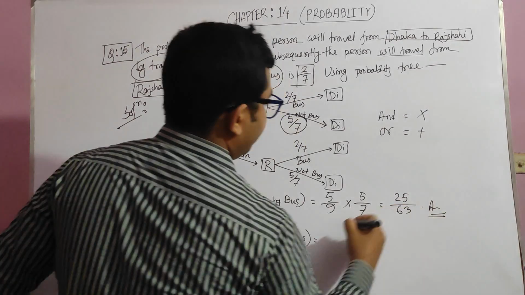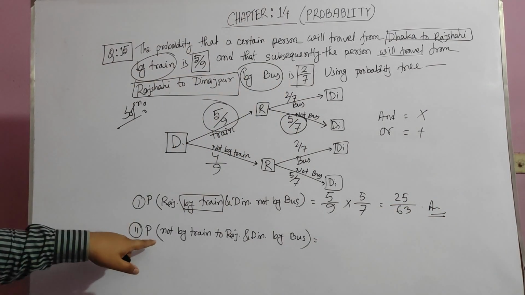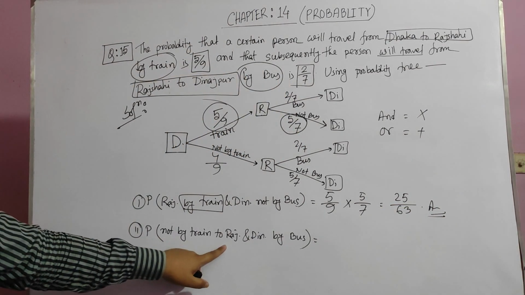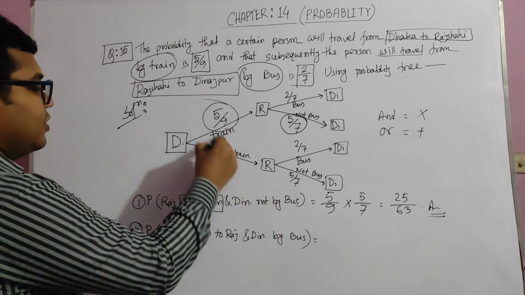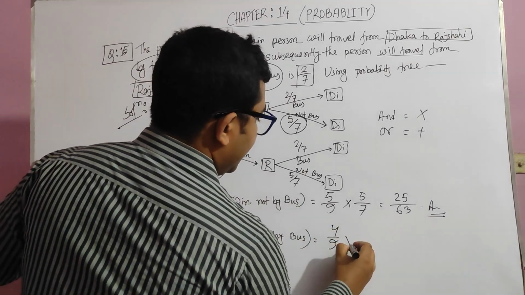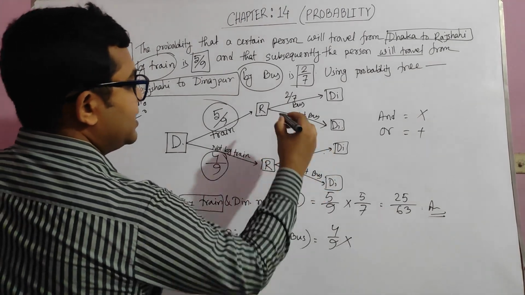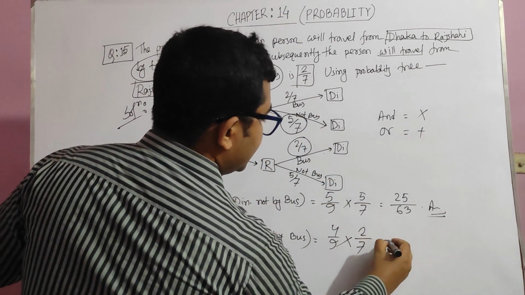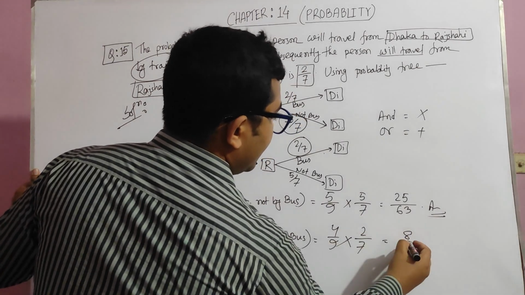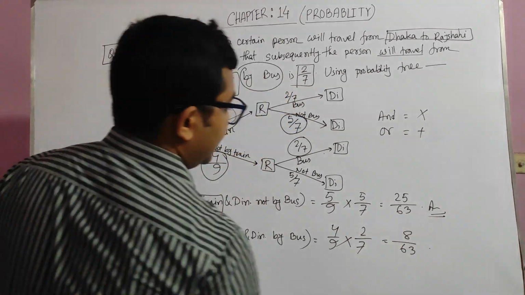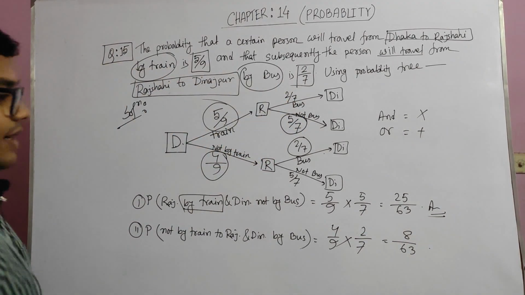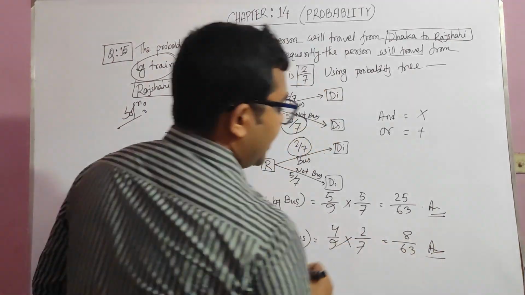That is the answer. Similarly, the probability of not by train to Rajshahi and Dinajpur by bus: not by train is 4 by 9 into Dinajpur by bus, which is 2 by 7. Multiplying, it will be 8 by 63. That is our second answer. Thank you.